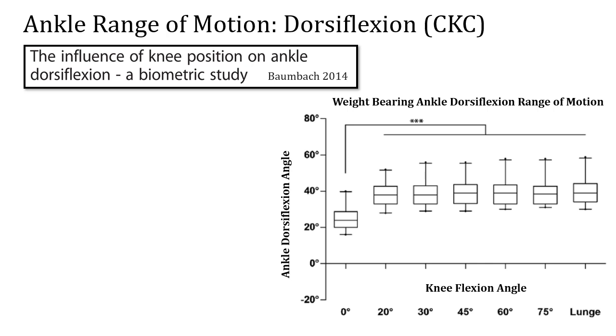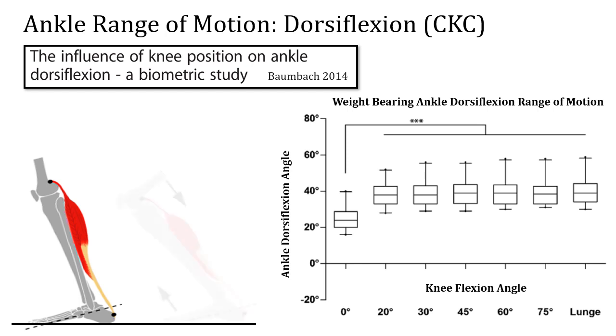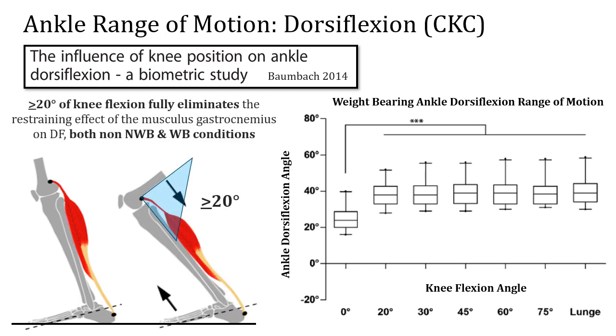And you can see that really once the knee flexed to 20 degrees and beyond, the dorsiflexion angle really didn't change. And this gives us credence that during the weight-bearing ankle dorsiflexion range of motion, as long as the knee is flexed to 20 degrees, the ankle angle may not significantly change beyond that. And this was shown both in the non-weight bearing and in the weight bearing positions.